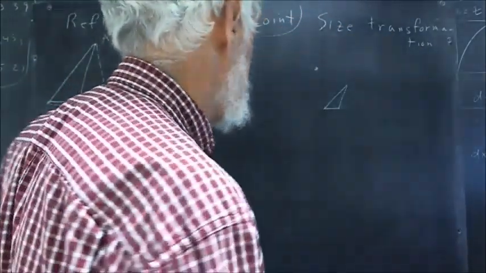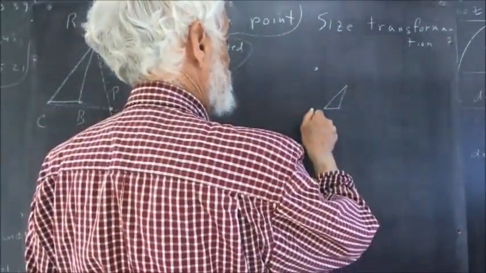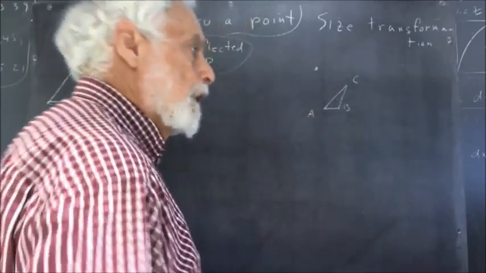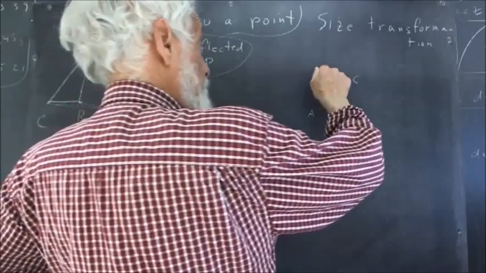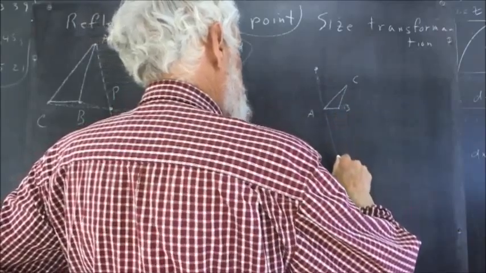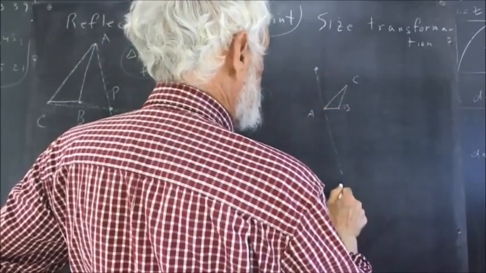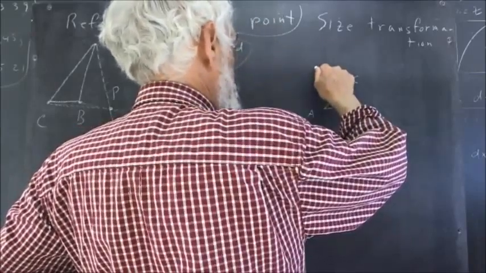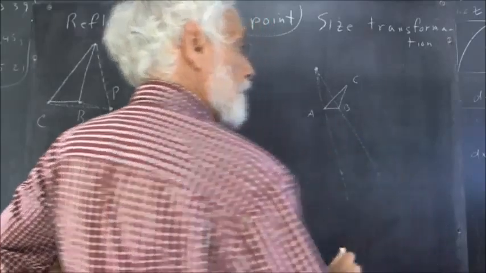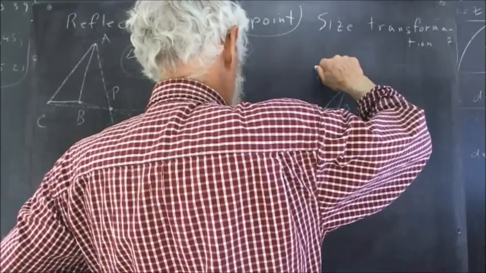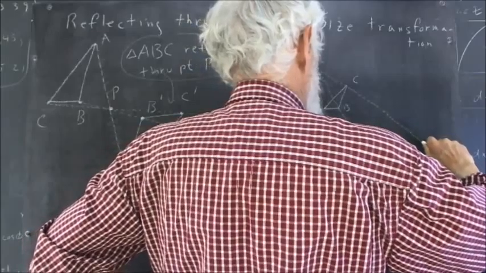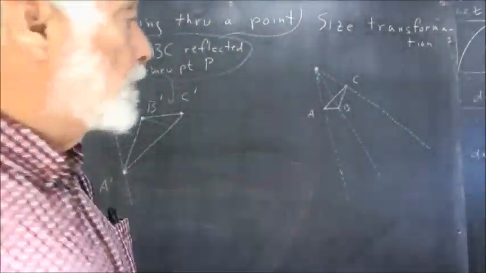Now we talk about a size transformation. Again, we've got a triangle here, and we could label the vertices A, B, C. And this time we simply draw a straight line, a dotted line, from this point through each of the vertices of the triangle. Okay, that's a fairly simple construction.